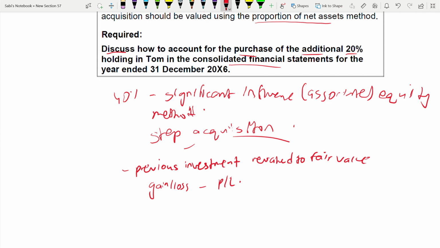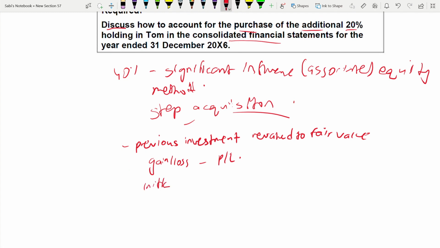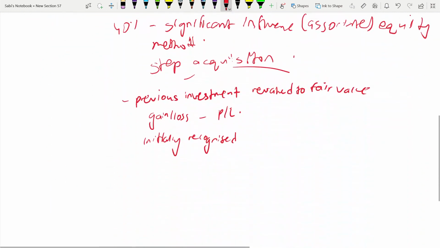Next paragraph. What is it? So subsidiary, associate, equity method, and previous investment. We have talked about those four things. What else? Initially, you have to talk about initial recognition. It's an associate, initially recognized at cost. What amount? At 90,000, because you have acquired it for 90,000 in cash. You have to write this amount.